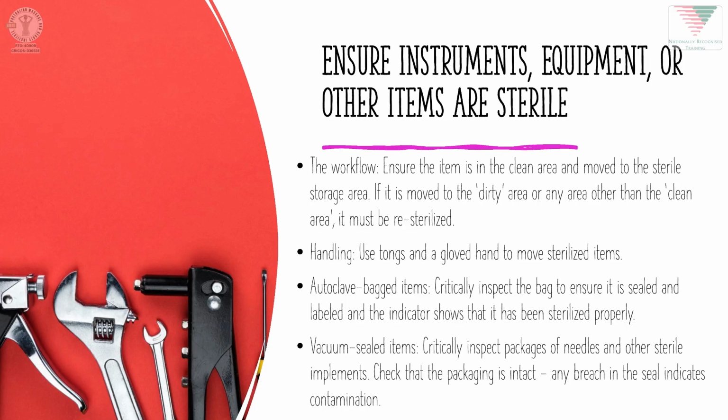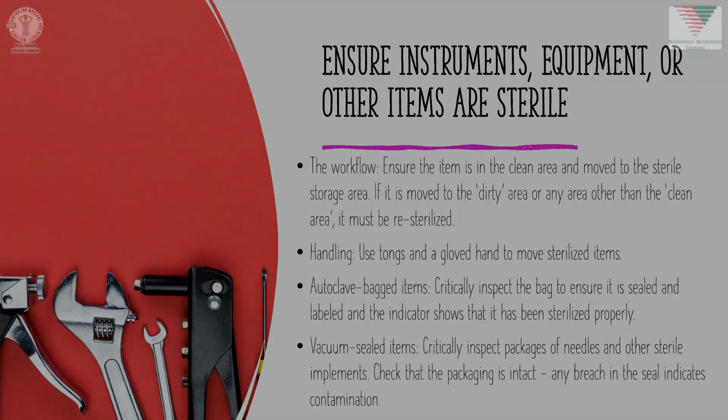Autoclave bagged items: critically inspect the bag to ensure it is sealed and labeled and the indicator shows that it has been sterilized properly. Vacuum sealed items: critically inspect packages of needles and other sterile implements. Check that the packaging is intact. Any breach in the seal indicates contamination.